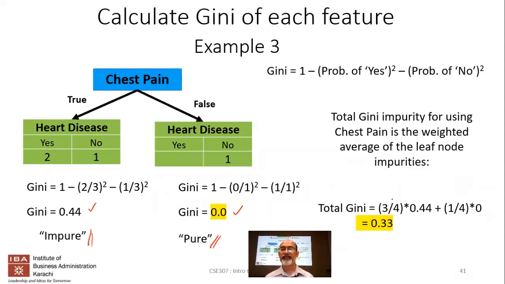And if you take the average of these two, so this is going to be 3 upon 4. There are 3 items over here, 3 cases, and 1 over here. So we're going to weight this by 1/4, and we're going to weight this by 3/4. The average comes out closer to 0.44 rather than 0. Okay, so this is the overall score of chest pain.